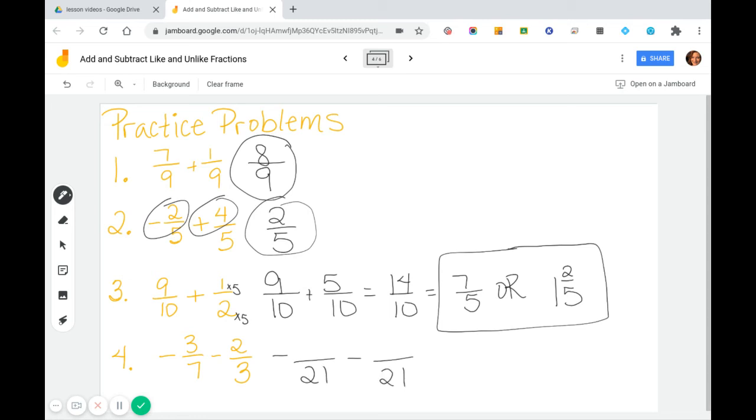To get from 7 to 21, I multiply by 3. So I need to multiply the top by 3, and that becomes 9. To get from 3 to 21, I multiply by 7. So multiply the top by 7, and that becomes 14. I'm going to keep the 21 on the bottom.